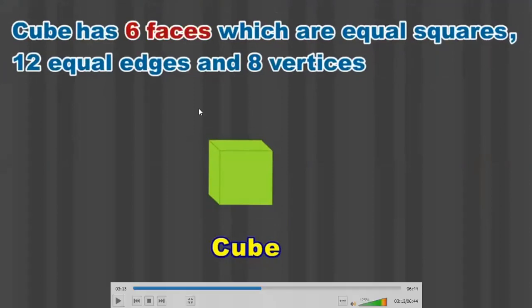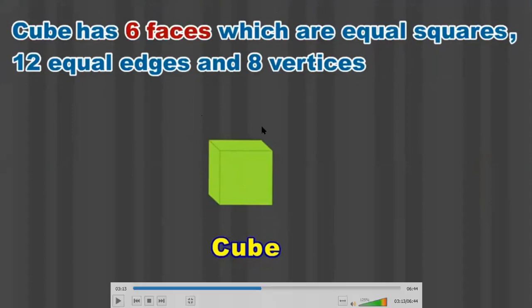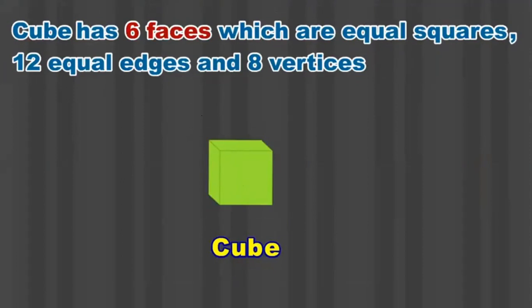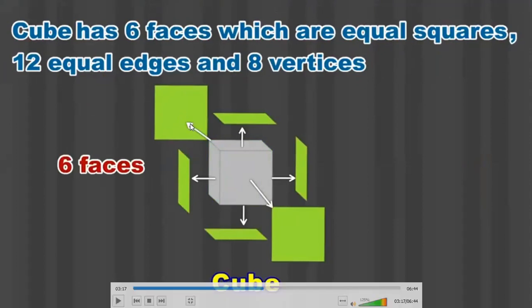This is one of the 3D shapes. Its name is cube. In a cube, you can see that there are six faces. Okay, how there are six faces, you will see. Look here, guys. You can see here that the cube has a total of six faces.